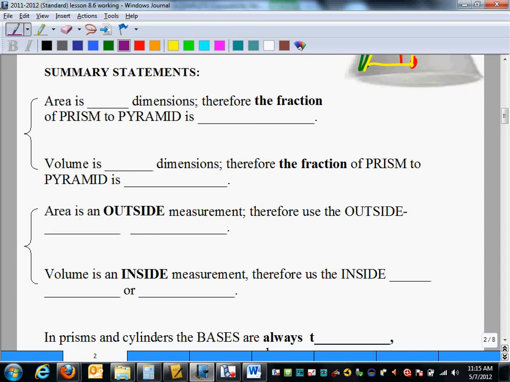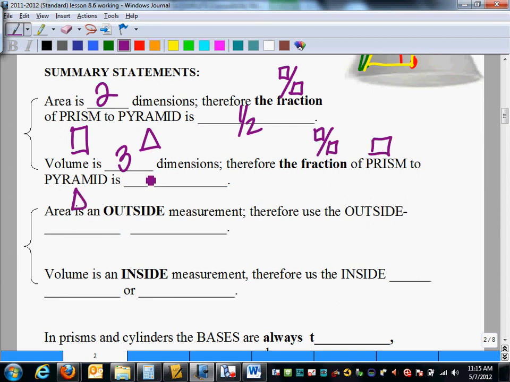Alrighty, guys. I'd like you to write this in, please. Area is 2 dimensions. Therefore, the fraction, draw a little fraction here, between a prism, draw a box, to a pyramid, draw a triangle, is 1/2. Volume is 3 dimensions. Therefore, the fraction of a prism to a pyramid is 1/3.